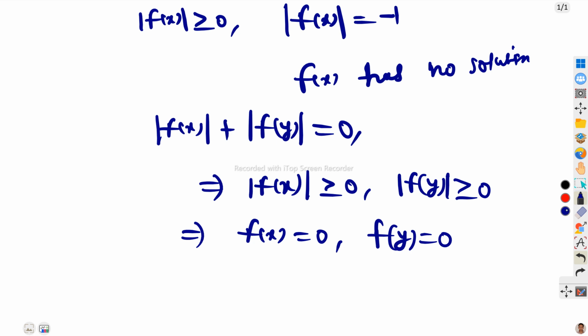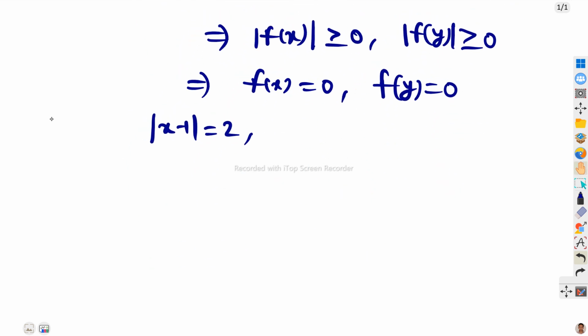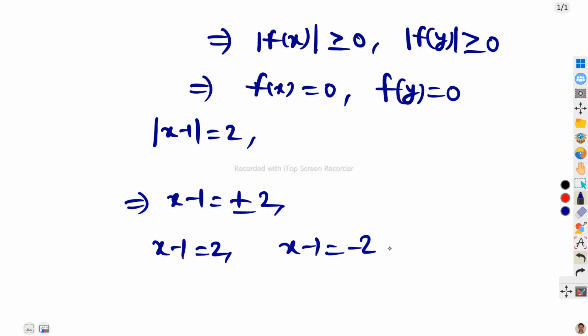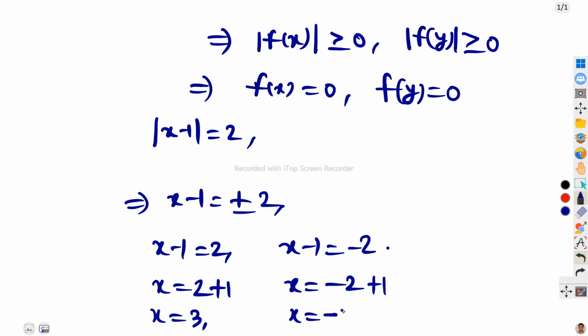Again, for example, if |x − 1| = 2 and we have to find the solution of x, then x − 1 = ±2. So x − 1 = 2 and x − 1 = −2. So we have two linear equations in x. This becomes x = 2 + 1 and x = −2 + 1, so x = 3 and x = −1. So we have two solutions, x = 3 and −1.